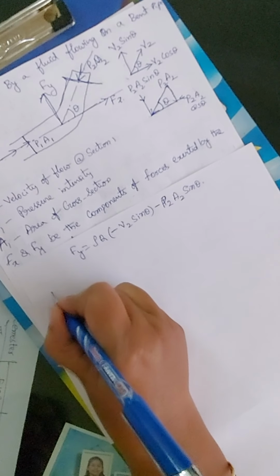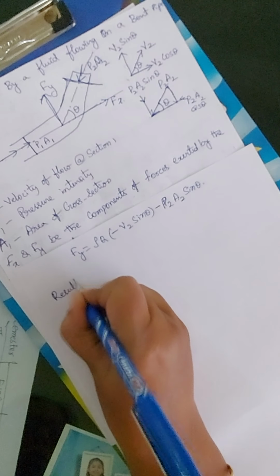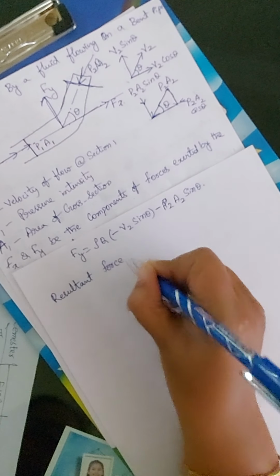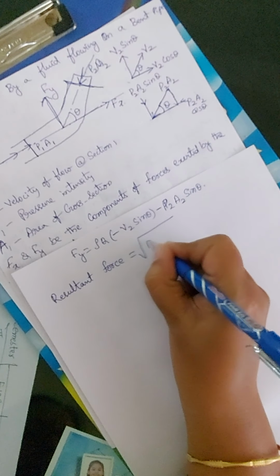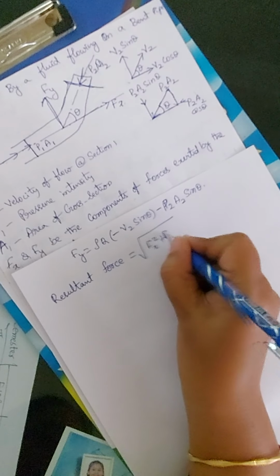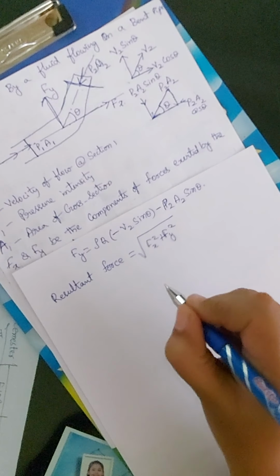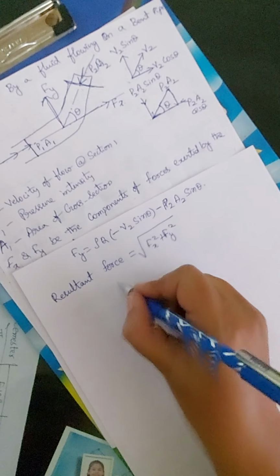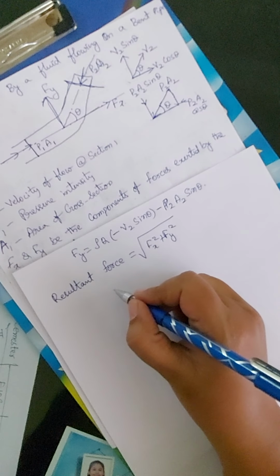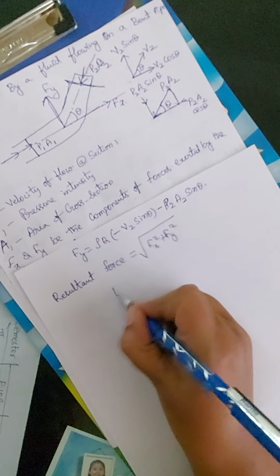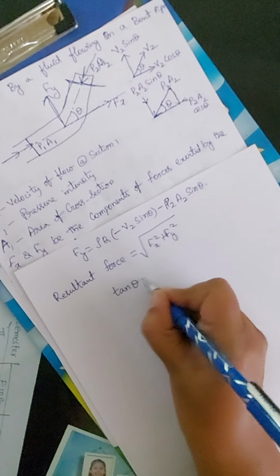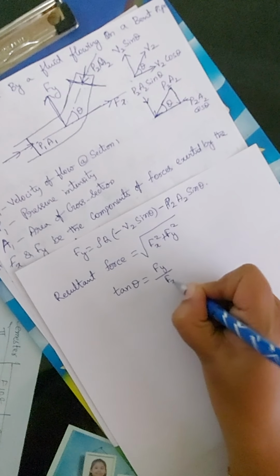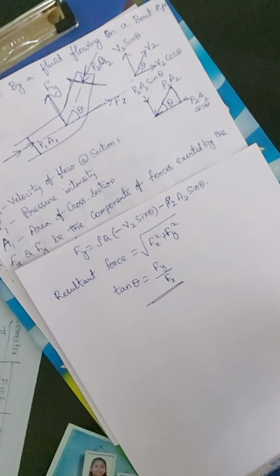Now the resultant force is equal to the square root of Fx squared plus Fy squared. Then the angle made by the resultant to the horizontal is given by tan theta equals Fy by Fx. These two things you should remember.